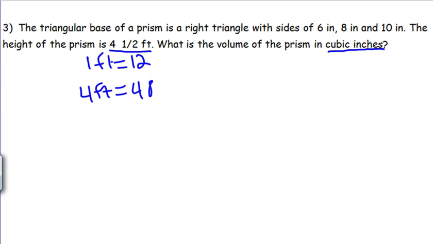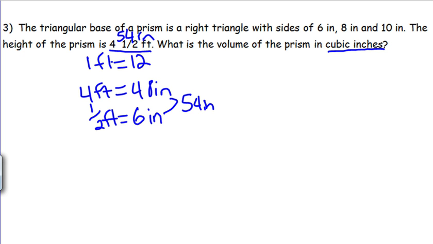48 inches. And then half a foot, if a whole foot is 12 inches, then half of that would be 6 inches. So if we add these two together, we get a height of 54 inches. So instead of saying 4.5 feet, we can say 54 inches. And let's make this a little bit smaller so it's not in our way while we do the rest. Maybe. There we go.